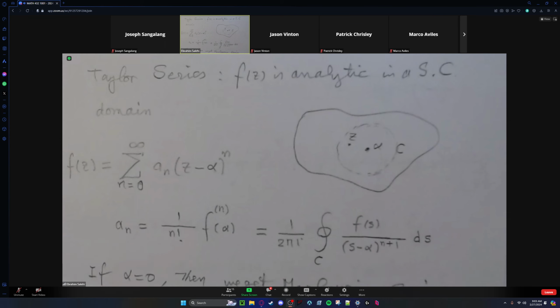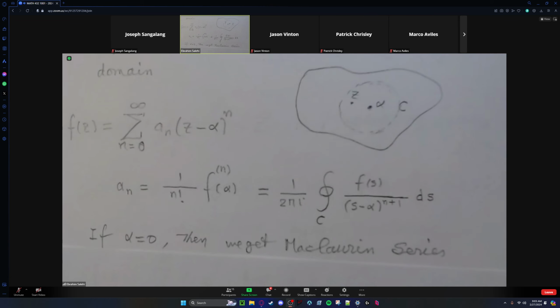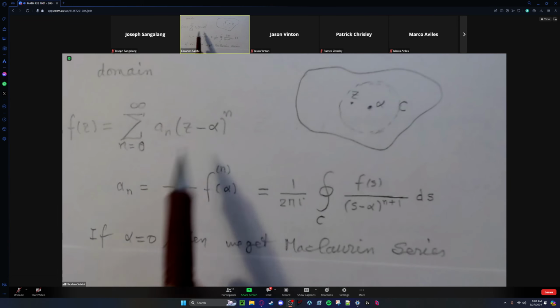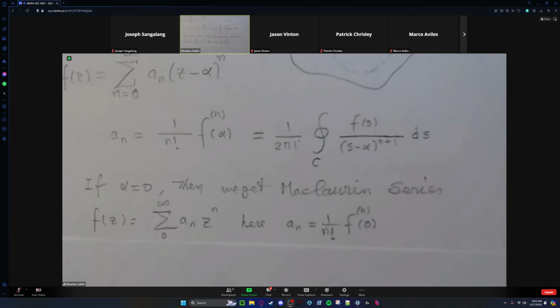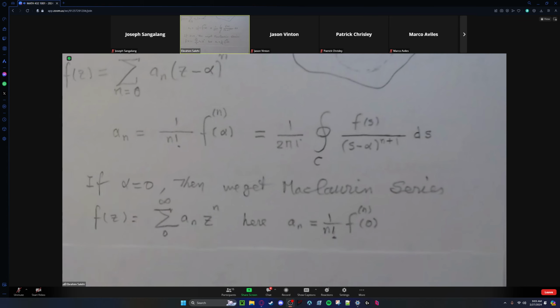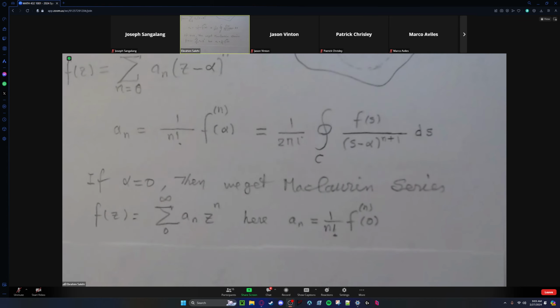Anyways, if alpha is 0, the center is 0. We call it the Maclaurin series. That's fine. It's the Maclaurin series. Now we will apply this Taylor series to find a power series representation for some functions.